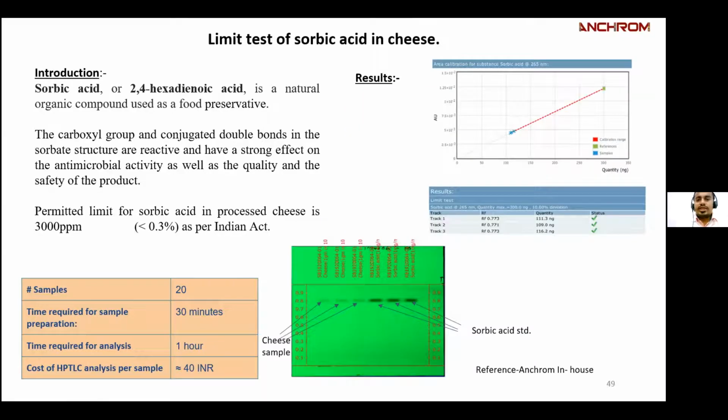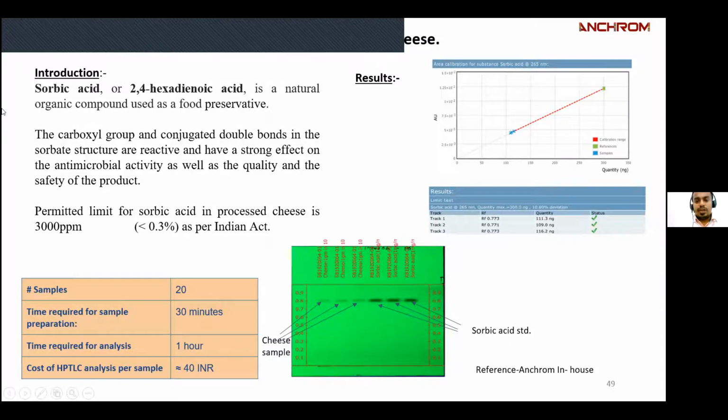Limit test for sorbic acid in cheese. Sorbic acid is a preservative which is added in cheese. This is an allowed preservative, but it has a limit of 1000 ppm. If the sorbic acid is added in more quantity, you can detect this by using the limit test option of VisionCATS software by HPTLC. It will be a very simple analysis. You can just set the 1000 ppm limit, and if the sample contains sorbic acid below the limit, it will automatically pass, and above the limit it will automatically fail.